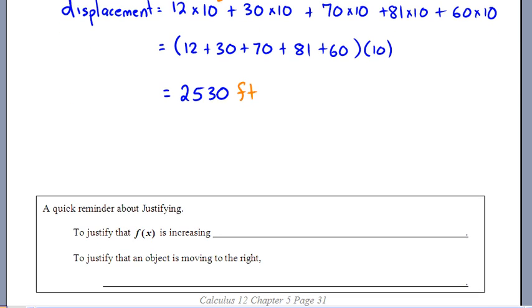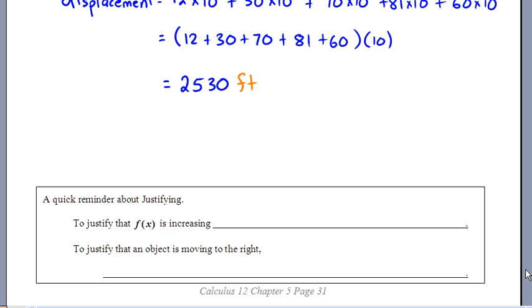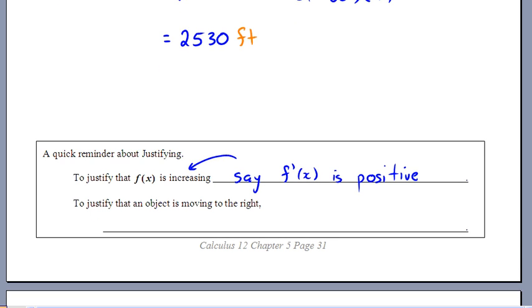And just a little physics reminder. If you want to justify that some sort of function is increasing, then one of the things you can do is say, hey, I've noticed that the derivative is positive. If you have a function where the derivative is positive, then the graph is definitely increasing. The arrow doesn't quite go the other way every time, but that's definitely true. You can justify something's increasing by doing that.